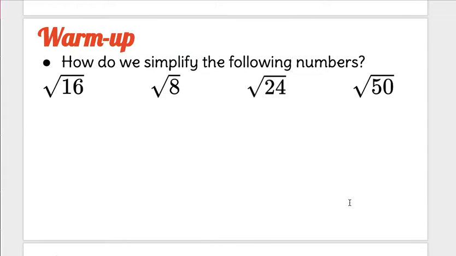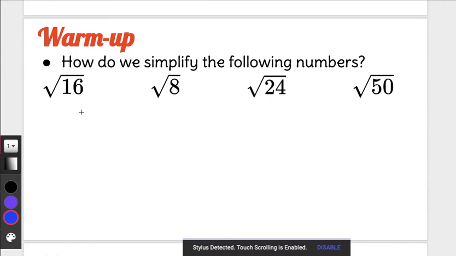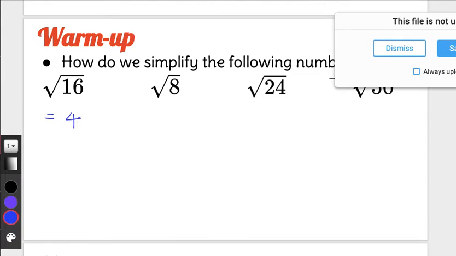In this warm-up, as you can see, we have several square roots of some numbers, and we are going to simplify them. Let's check the first one. As you can see, 16 is a perfect square number, so we definitely know the square root of 16 is 4.